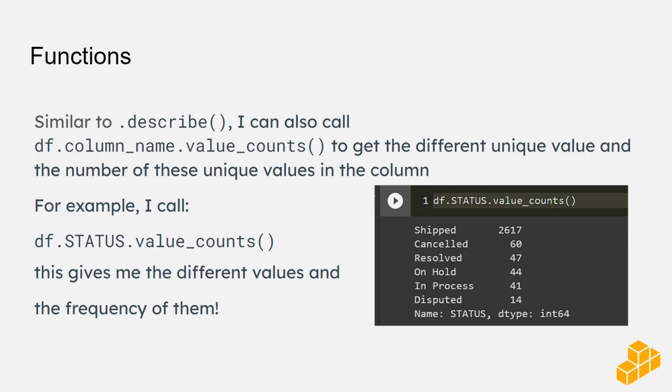For example, here I have 2617 shipped. It also elaborates on the unique values. So my unique values are cancelled, which I have 60 of, then 47 resolved, 44 on hold, 41 in process, and 14 in disputed. Yes, it gives you more insights on what kind of unique values you have.